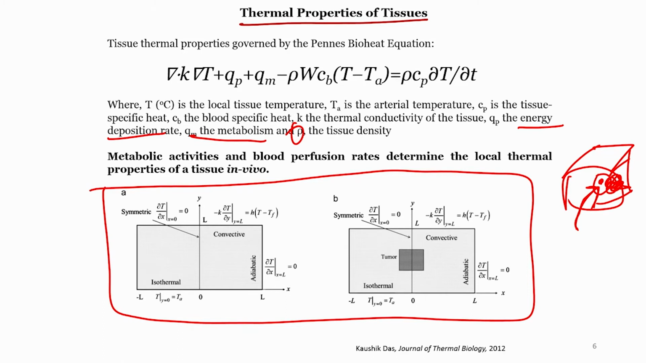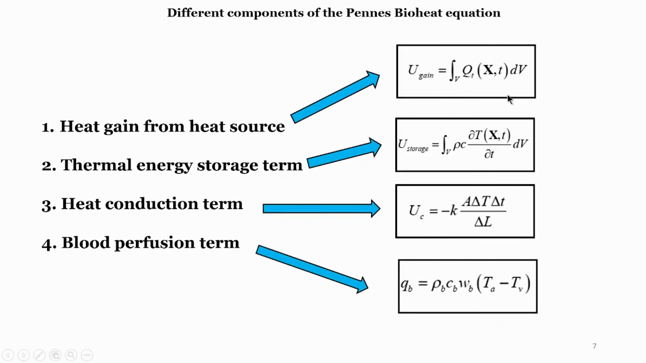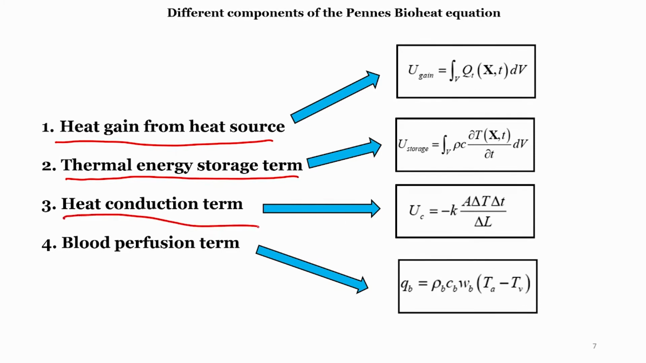Let us completely try to understand Pennes bioheat equation. Now, what I am going to do next is break down this big equation into its individual components. We have added a few terms to get this equation. Let us break that down. So, what are the different components of that equation? We have a heat gain from a heat source, then we have the thermal energy storage term, then we have the heat conduction term, then we have the blood perfusion term.